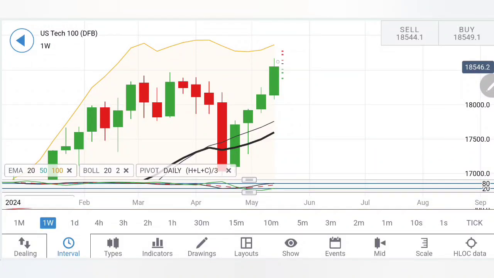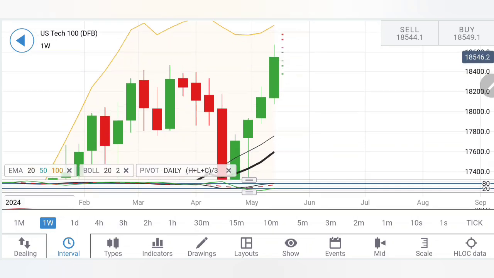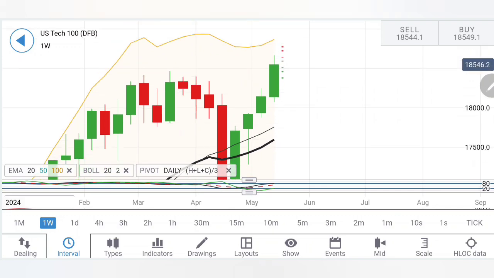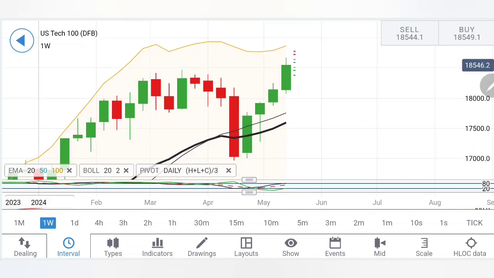Nasdaq scaled to record highs last week with the help of supportive inflation data. Now, can we expect this rally to continue in the coming week as well? Is it going to bounce back and rise further, or is there a possibility of a reversal? What is going to be our strategy in order to profit trading Tech 100 in the coming week? We are going to see with the help of charts and indicators. This is a weekly review.